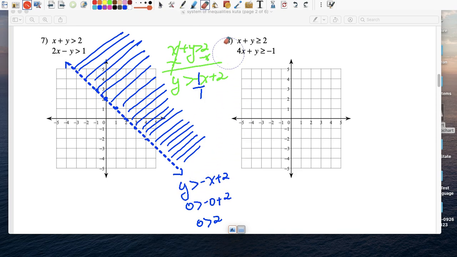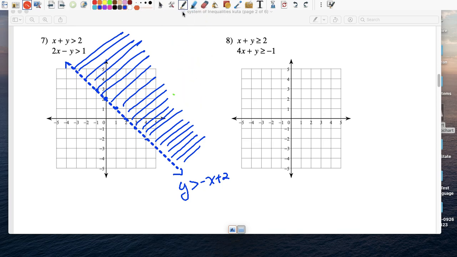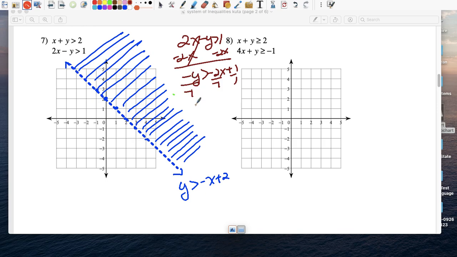Second inequality. Two x, let me change colors, 2x minus y greater than 1. So we're going to minus 2x on both sides, and we get negative y greater than negative 2x plus 1. We're going to divide by negative 1, divide by negative 1, divide by negative 1. Because we divided by a negative coefficient, the negative coefficient was negative 1, this becomes positive, but the sign changes to the other side.